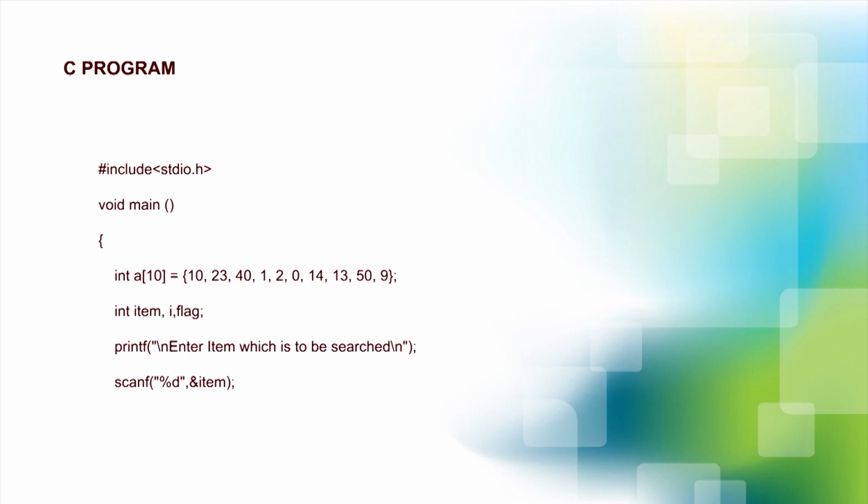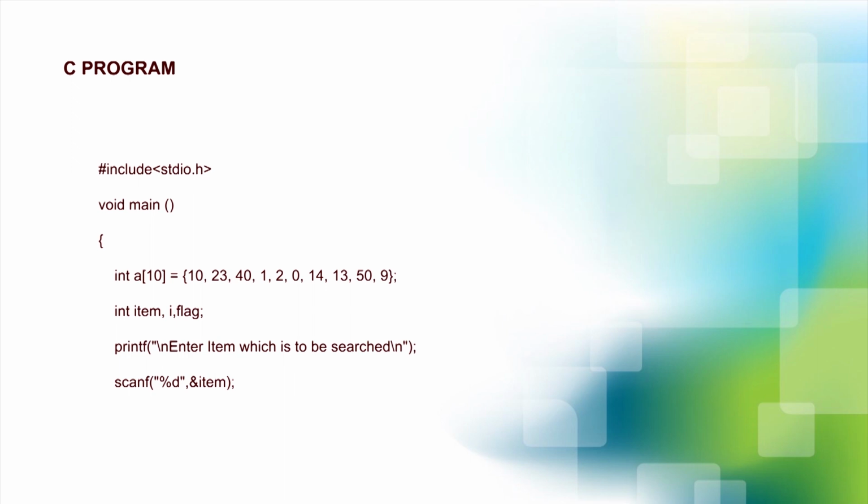After that, int is a data type. Here item is what we want to find inside the array, and next is another variable, I. I is used as the pointer, and the other is a flag. Flag is either positive or negative. If the flag is set, the operation is successful. If the flag is not set, the operation is unsuccessful.